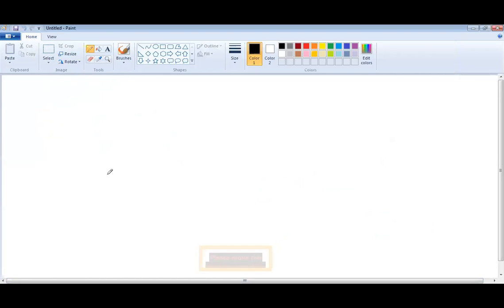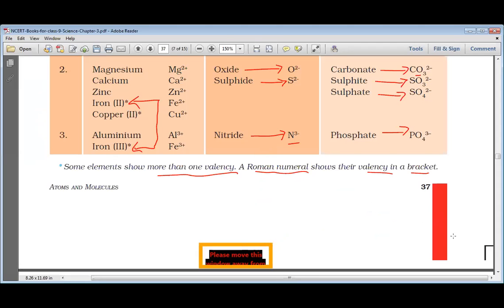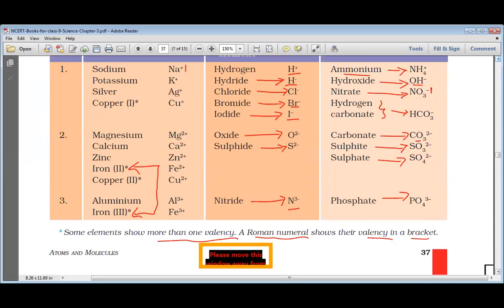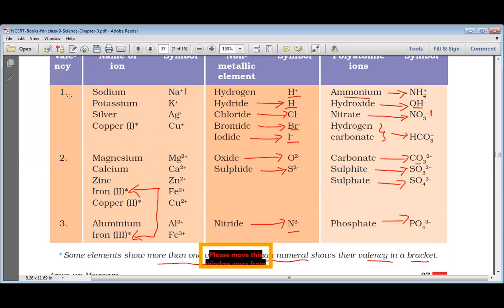Now, from the textbook, let us choose some ions so that we can write their names. So let's have a look at this. Let us say we are going to choose the sodium ion, then the magnesium ion, then the aluminum ion. Here we are going to choose the oxide ion, the chloride ion, and the hydroxide ion.